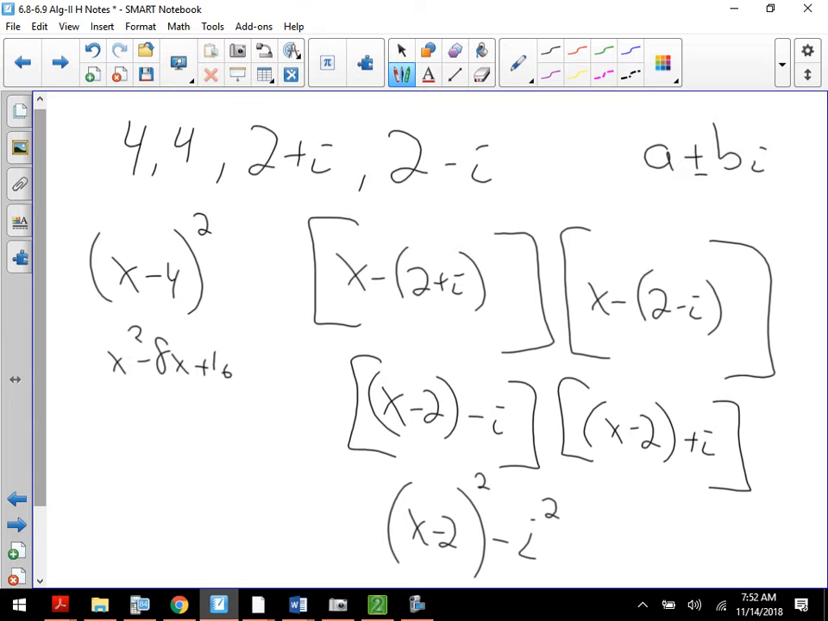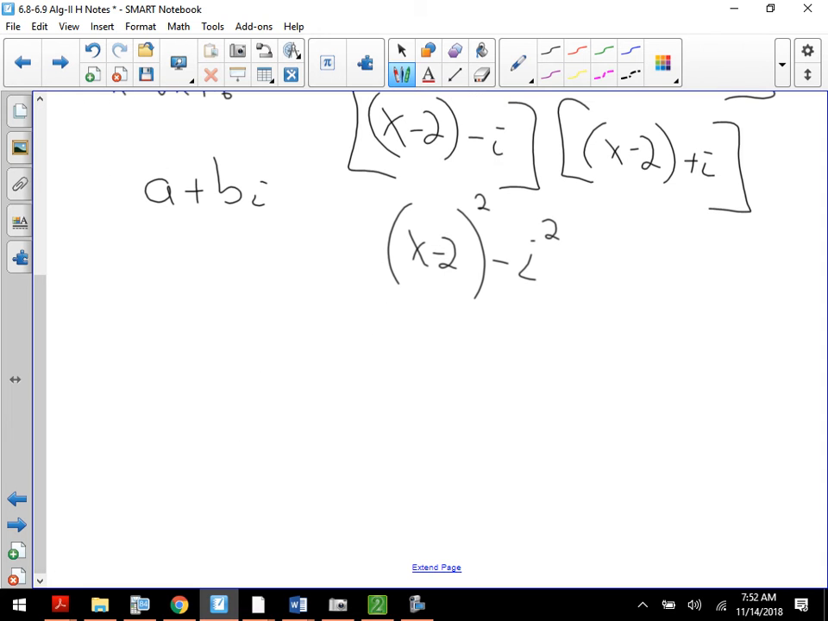So as you go through complex values, this idea of the shortcut for a plus or minus bi is just going to be x minus a, quantity squared, minus bi squared. That's going to be the shortcut, which means that last value here is always going to be positive. Yeah, it's always going to be plus b squared. Because when you take I and you square it, you get -1. And I'm subtracting the -1, so it's always going to be plus b squared.